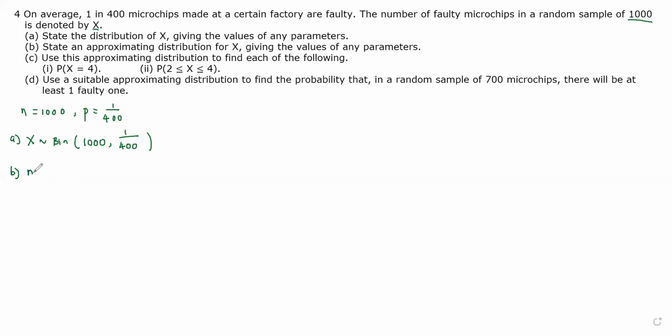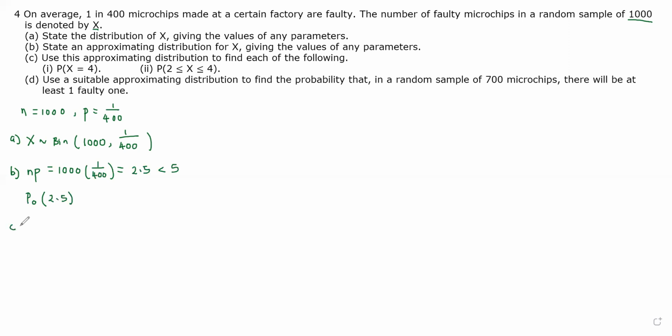So this binomial distribution can be approximated by a Poisson distribution. And to check, we find the value of np. So we have 1000 times 1 over 400. This is 2.5. When np is less than 5, we say that the approximating distribution is a Poisson distribution. Then we have Poisson distribution. Lambda, which is the parameter, is given by np, which is 2.5.